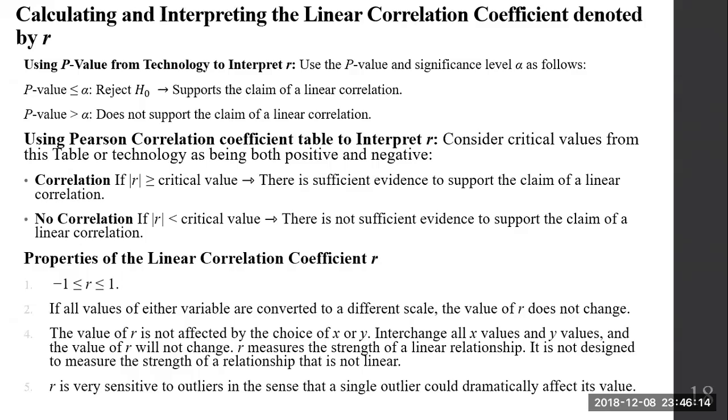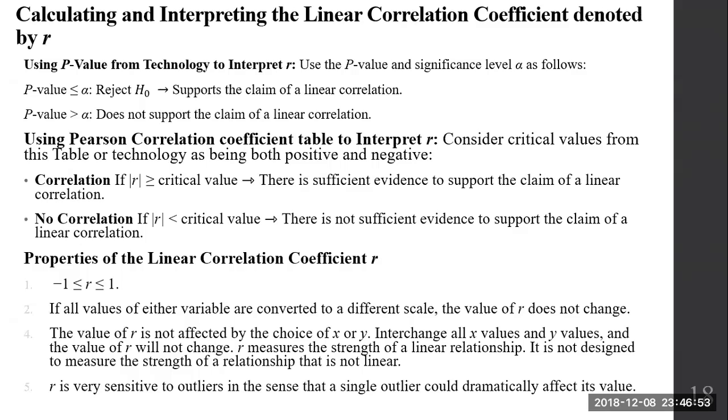Properties of the linear correlation coefficient R: it is between -1 and 1. If all values of either variable are converted to a different scale, the value of R doesn't change. The value of R is not affected by the choice of X or Y. Interchange all X values and Y values, and the value of R will not change. R measures the strength of the linear relationship. It is not designed to measure the strength of a relationship that's not linear.